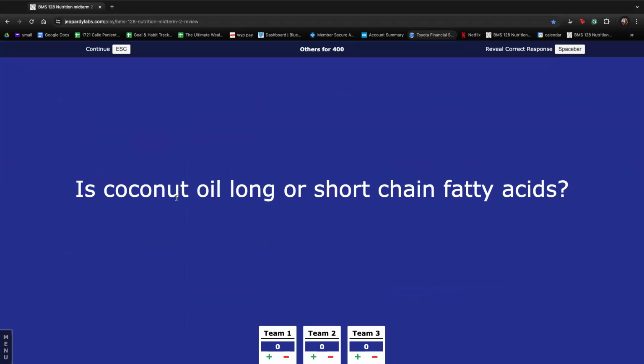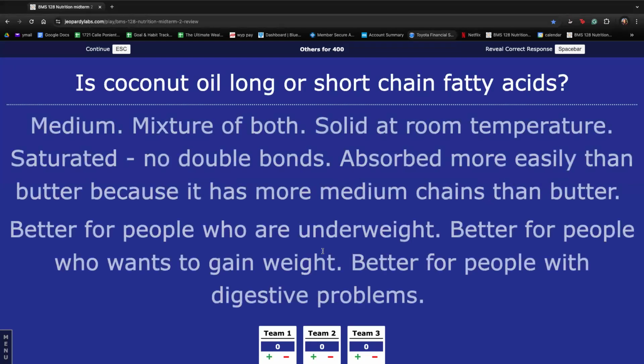Is coconut oil long or short chain fatty acids? Nope, it's not long. It's actually medium, which is why it's one of the most insane plant oils. Because when you store it at room temperature, it's actually a solid. Has anyone seen this? And then when you melt it down, it turns to a liquid for a very long time until it gets really cold, and then it becomes a solid.